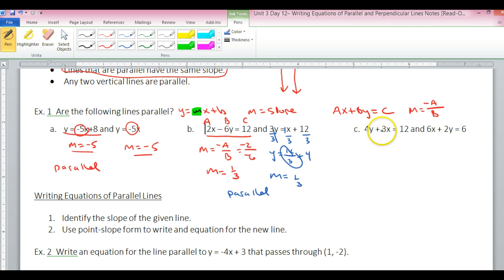And last, this is written a little backwards. I could rewrite this as 3x plus 4y equals 12 to put it in standard form, and then I could use the formula opposite of a over b, and if I look at that, the slope is -3/4. And here, if I use the opposite of a, which is -6 over b, which is 2, simplifies to -3. Well, if you compare the slopes of these two lines, are they the same? No. Therefore, these are not parallel.